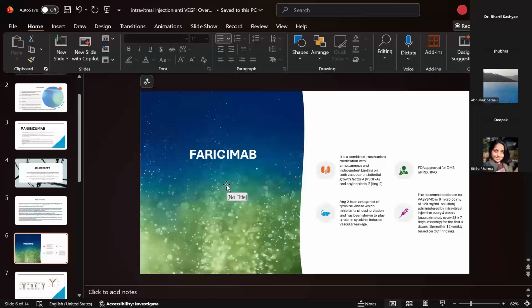This is given every 4 weeks for the first 4 doses. The initial loading doses are the first 4 doses instead of 3 doses as with other injections. And thereafter, at 12 weekly intervals, you can give the injection based on the OCT findings of the patient.